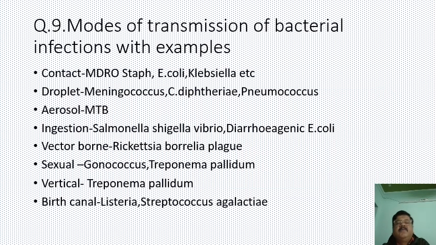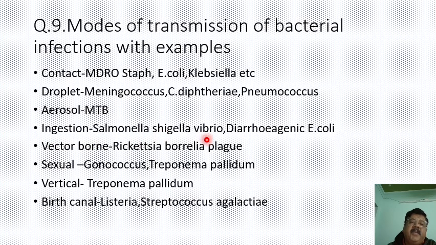Now come to the ninth question: modes of transmission of bacterial infections with examples. This is a simple question. Multi-drug resistant organisms such as Staphylococcus aureus, E. coli, Klebsiella are transmitted by direct contact. So here hand washing precautions, maintenance of hand hygiene, is very important. Then droplet: meningococcus, Corynebacterium diphtheriae, pneumococcus. Aerosol transmission: Mycobacterium tuberculosis.